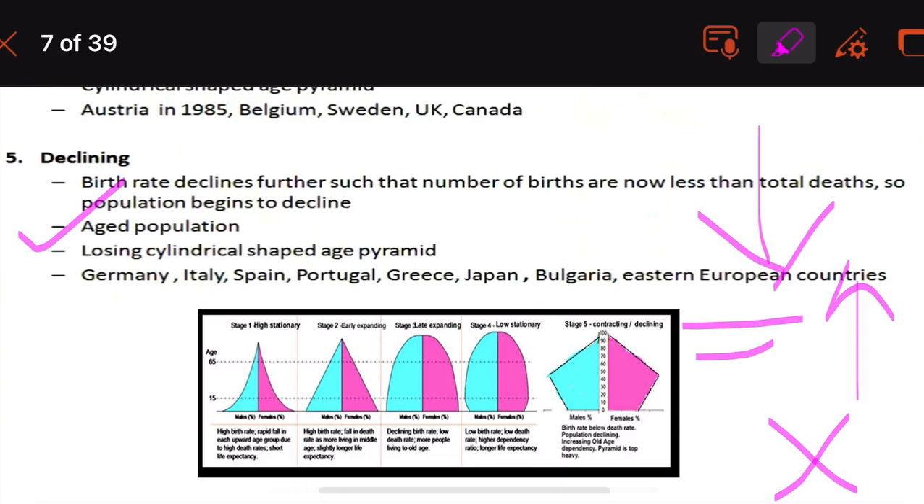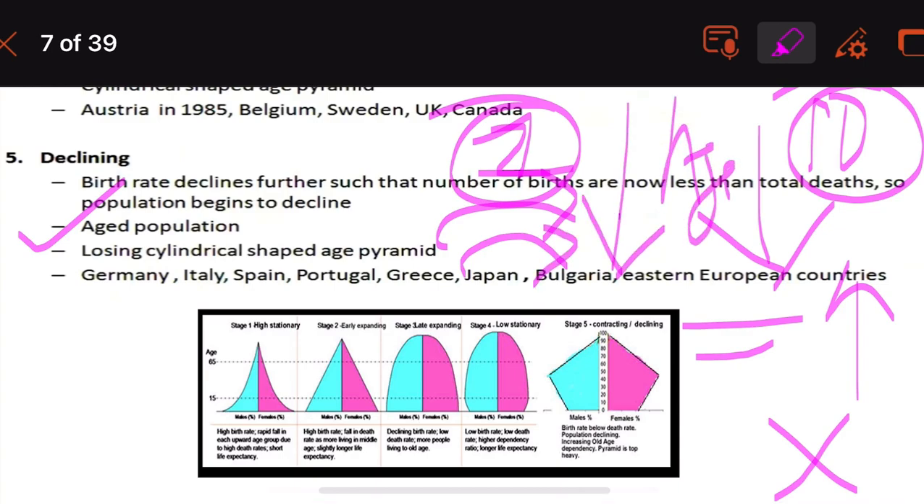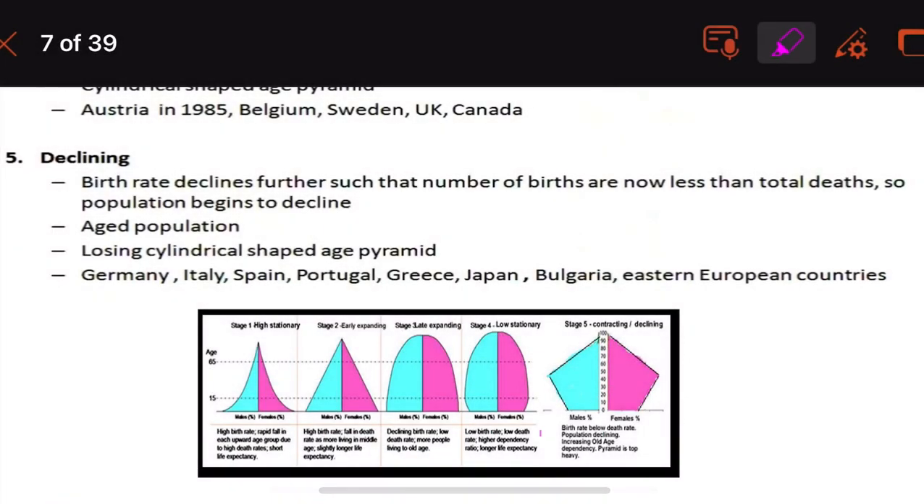Aged population is observed. So we see that birth rate is only 1. Birth was only 1, but the death was 10. So the new generation, or new population being added, is very low. Aged population is observed in this type of transition phase. There is a losing cylindrical age pyramid. So the cylindrical shape is being lost here.